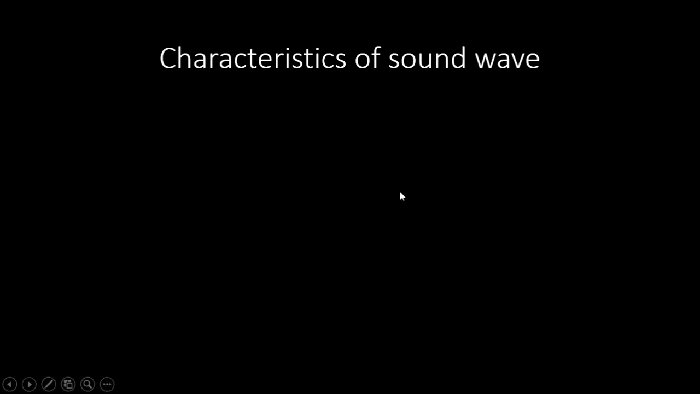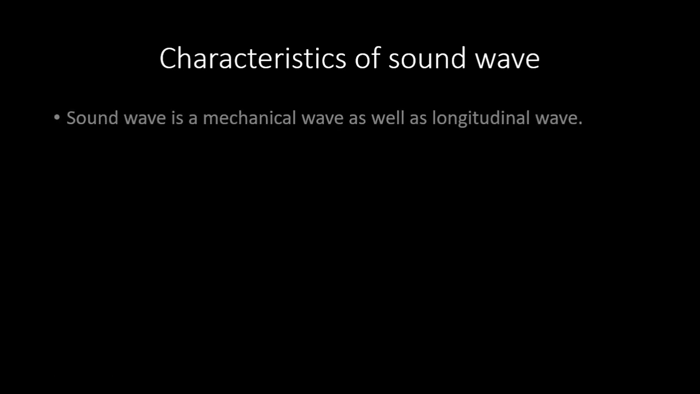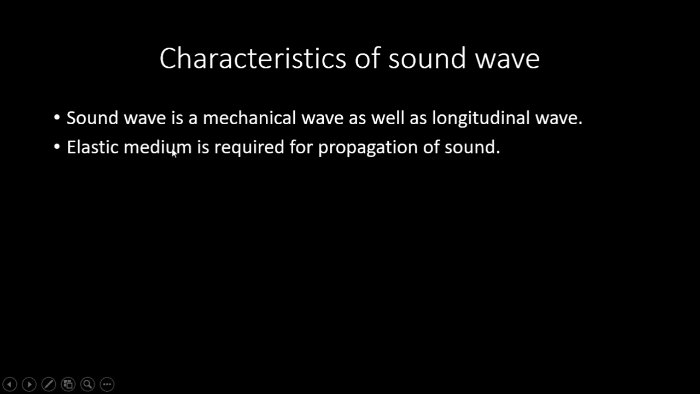Now we will discuss the characteristics of sound wave. Most of the characteristics are known to us already. Sound wave is a mechanical wave as well as a longitudinal wave. The air particles move in a direction parallel to the direction of motion of the sound wave. An elastic medium is required for the propagation of sound. If there is no medium present for propagation, sound cannot be propagated.